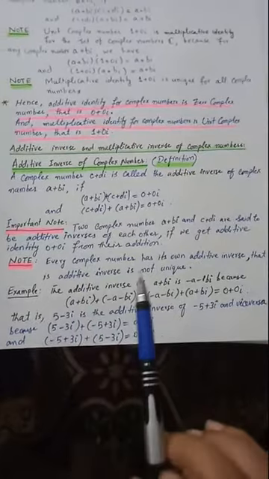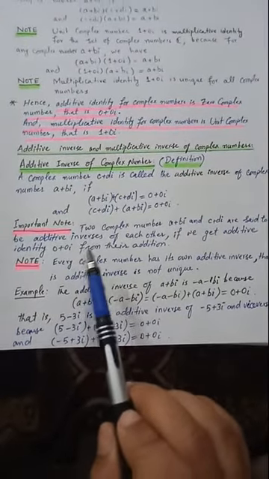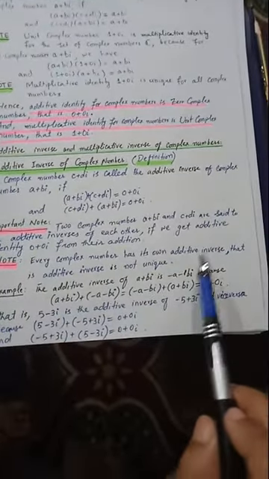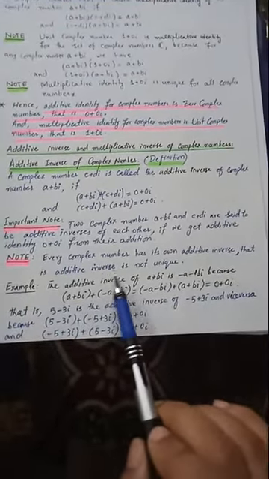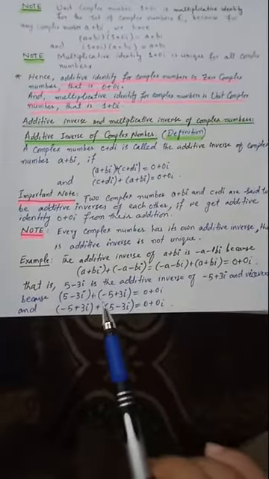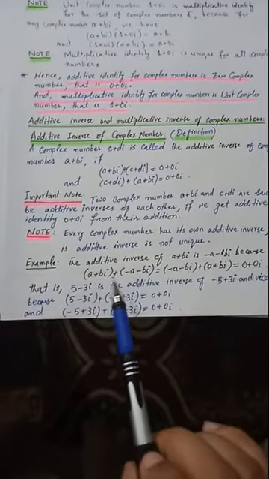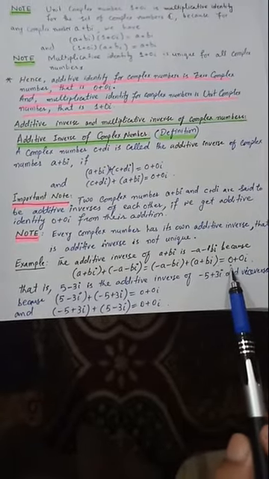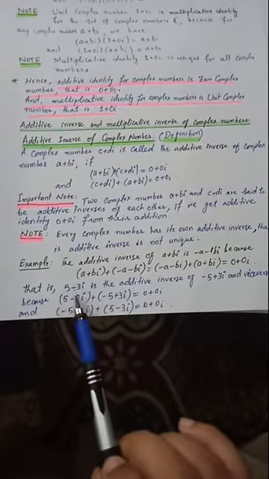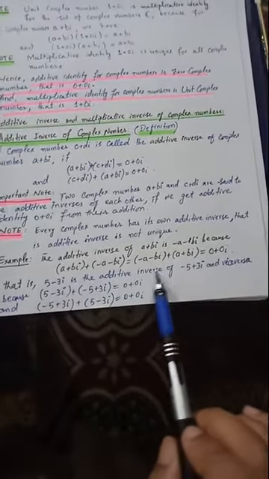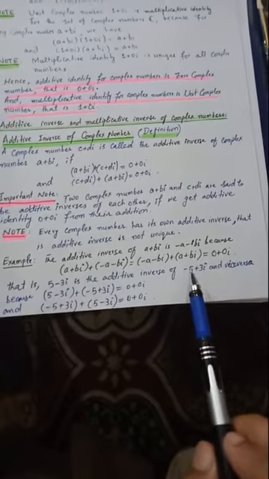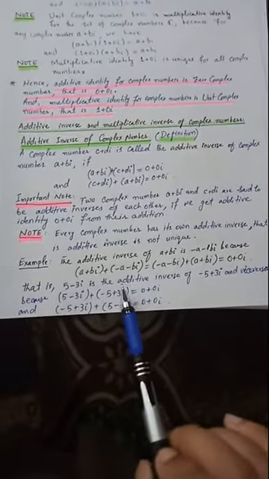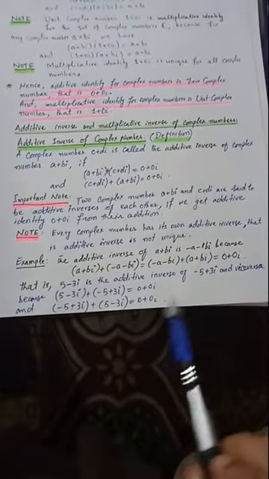Now every complex number has its own additive inverse, which I already explained. That is, the additive inverse is not unique. You see that the additive inverse of a plus b iota is minus a minus b iota, because from the addition you get 0 plus 0 iota, the additive identity. You see that 5 minus 3 iota is the additive inverse of minus 5 plus 3 iota, and vice versa. Meaning minus 5 plus 3 iota is the additive inverse of 5 minus 3 iota, because from their addition you get the additive identity.